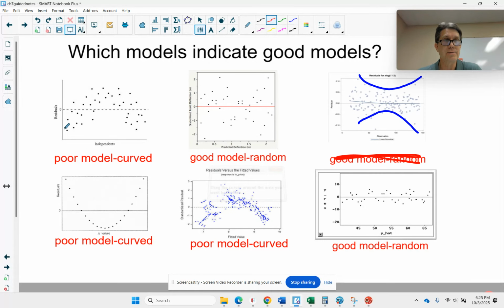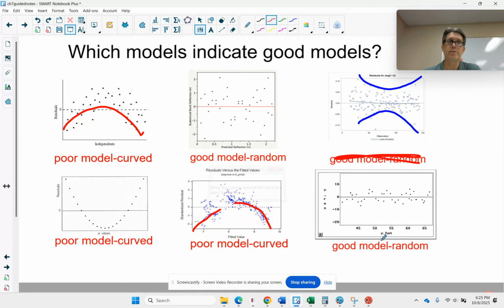Poor model. See, this one's curvy, right? This one seems random, so that's a good model. This one I would say is probably a fairly good model. It's random. Yeah, I can see a little bit of a curve, but overall it's random above and below. So I would go with that one being good. This one is definitely curved, so that's poor. This one is definitely curved, so that's poor. And this one seems fairly random, so that's good.